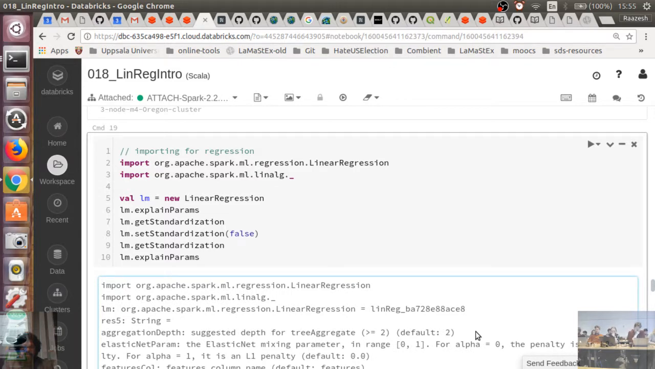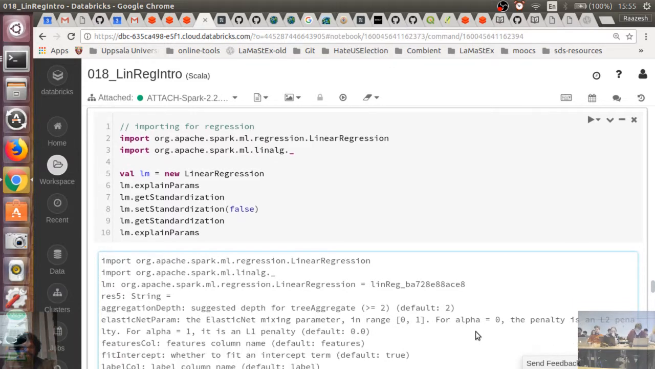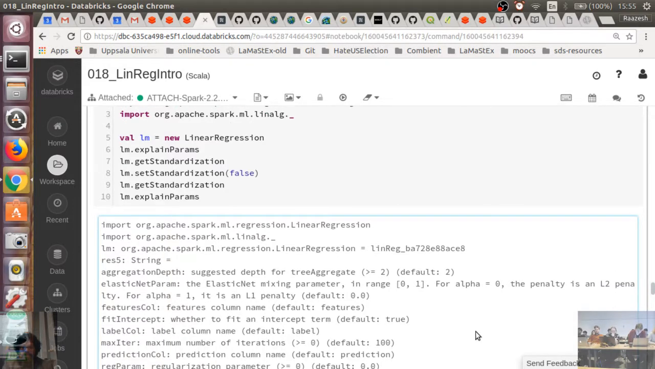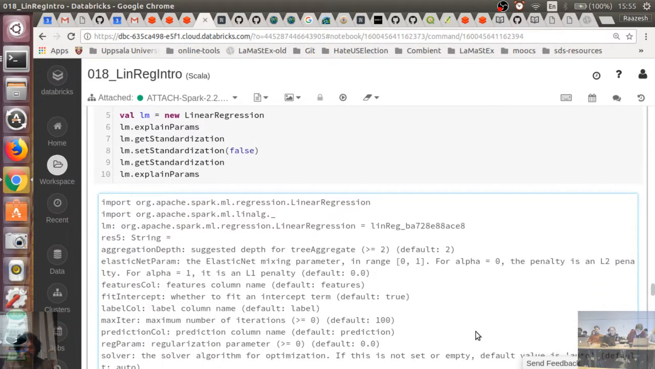So yeah, when I first asked it to explain params, there's a lot going on, right? It's by default using an elastic net mixing parameter in the range 0, 1. For alpha 0, the penalty is an L2 penalty. For alpha 1, it's an L1 penalty. There's a lot going on under the hood.